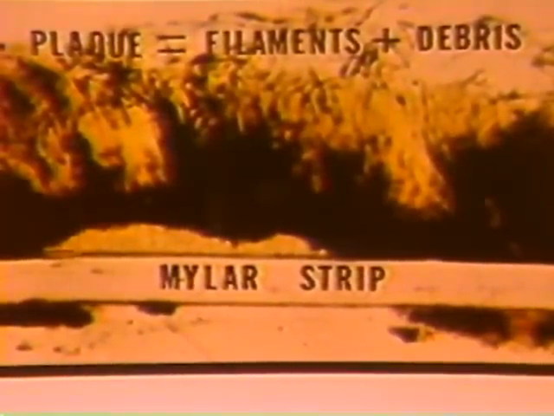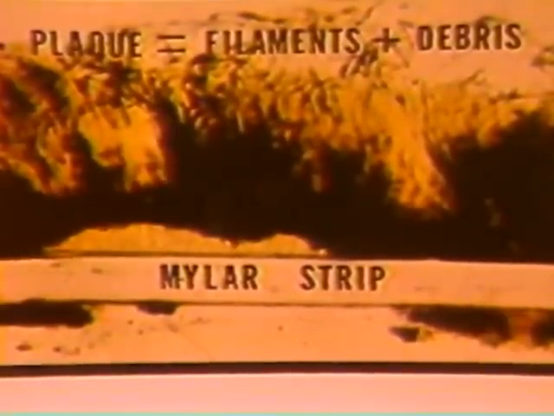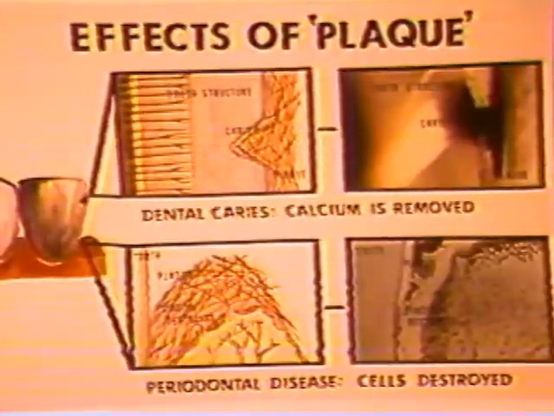The surface of the mylar strip, now substituting for the surface of the tooth, had picked up large deposits of debris and bacteria. This substance, called plaque, is necessary to begin the dental decay. The effects of plaque can be shown diagrammatically and by the use of microscopic photographs, which tell the story of the beginnings and progression of dental disease.